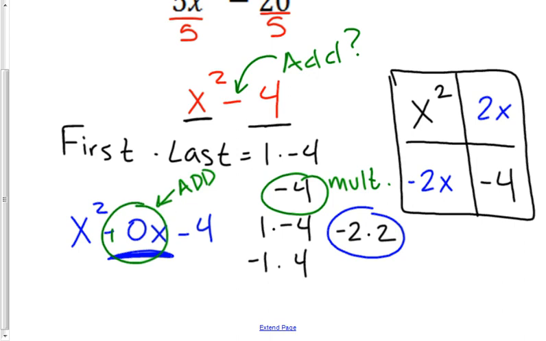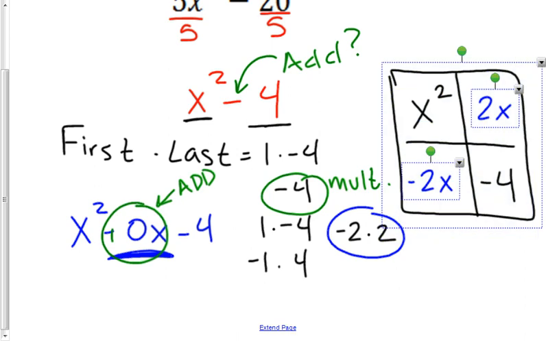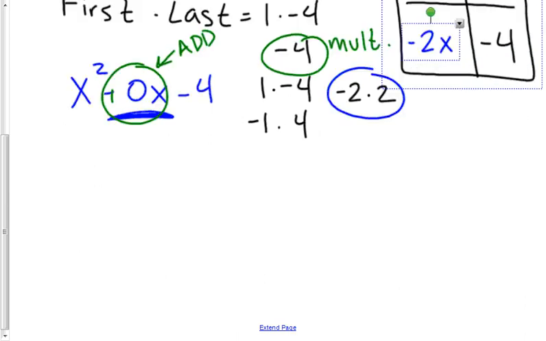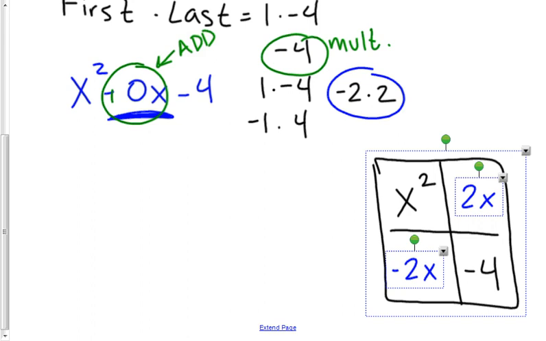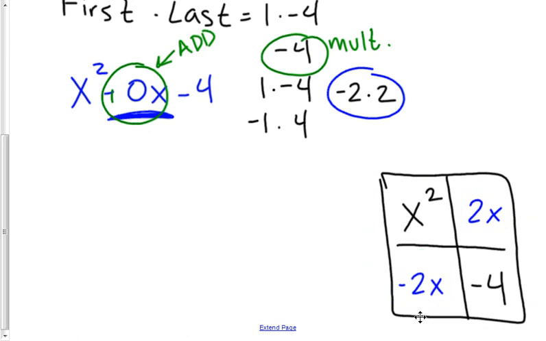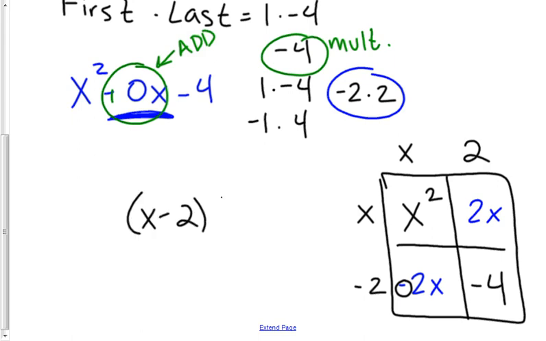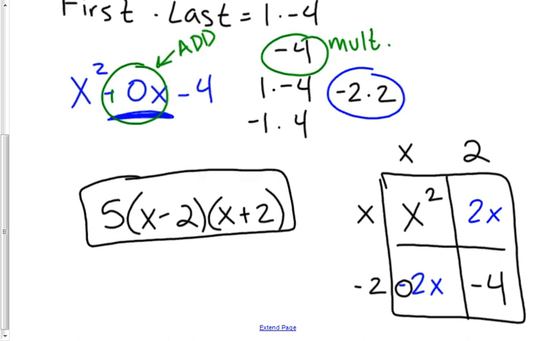Now we can take our GCFs, so I'm going to go ahead and move this to where we have a little bit of space. Just like what we've been doing, GCFs, take an x from both of those terms, take a negative 2 here, remembering that that negative makes my GCF negative. Across the top, I can take out an x and then a 2. So my answer would be x minus 2, x plus 2, and of course we can't forget about that GCF of 5.